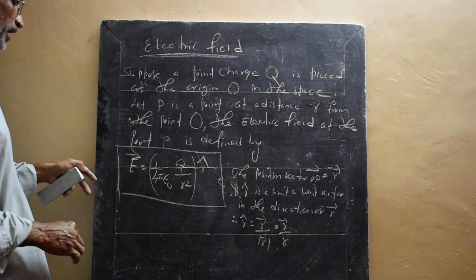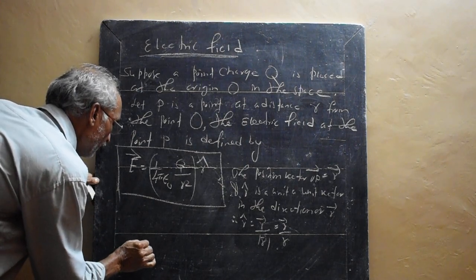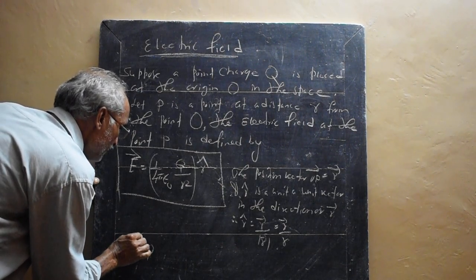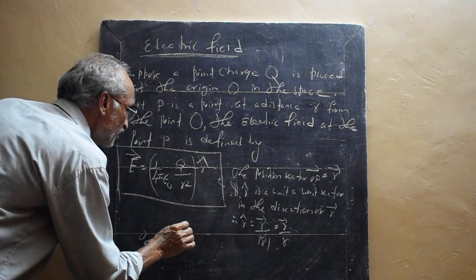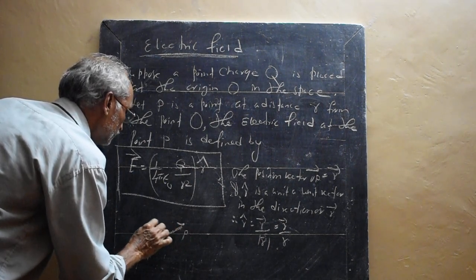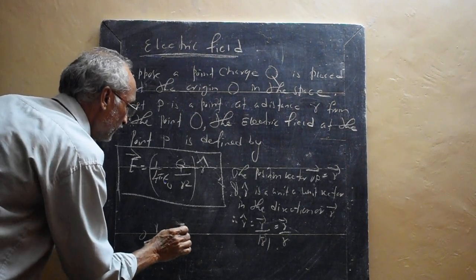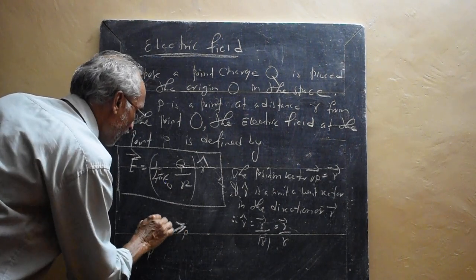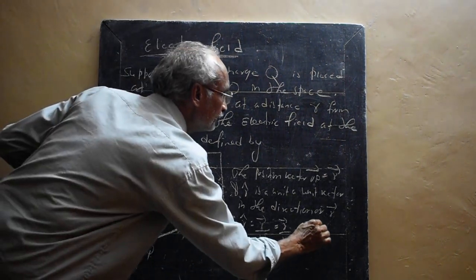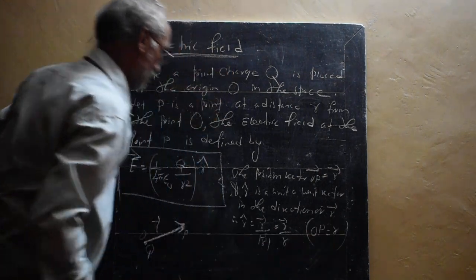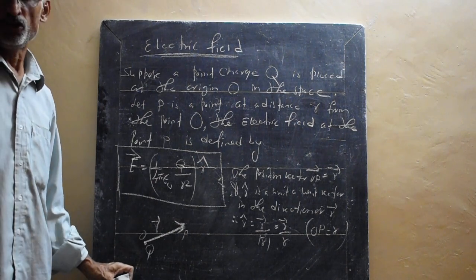Okay, so diagrammatically I will show it. Here is the charge Q placed at the origin O. Here is the point P which is at a distance R. This distance is R, and this vector is R bar. Actually, the distance OP is equal to R, and the vector OP bar is called the position vector R bar.